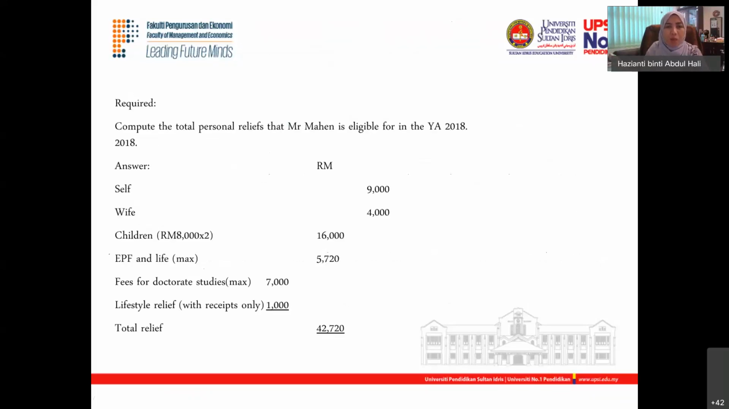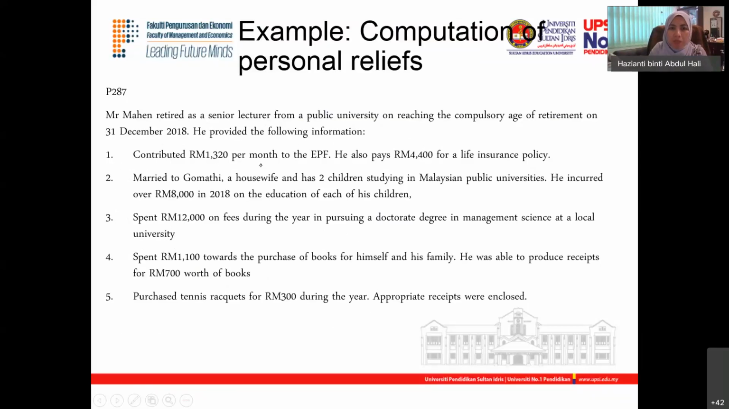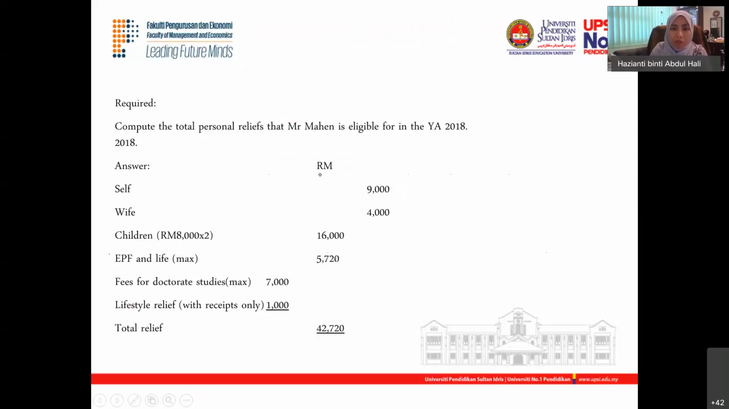Alright, so you have to compute total personal relief for Mr. Mahen for year assessment 2018. Alright, self 9,000, wife 4,000. Tadi kata wife dia housewife so dia boleh claim wife relief 4,000. Anak dia dua orang belajar dekat universiti 8,000 each, 16,000. EPF and life ni kita tambah jadi 5,720. Untuk 2018 the maximum EPF and life is 6,000. So dia masih boleh claim semua 5,720, masih lagi belum sampai amount maximum.